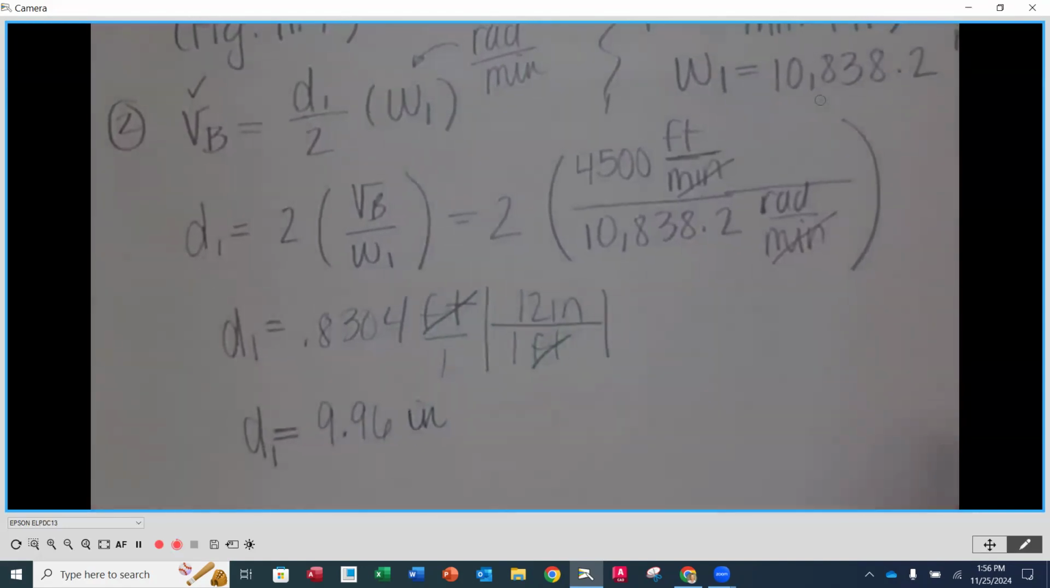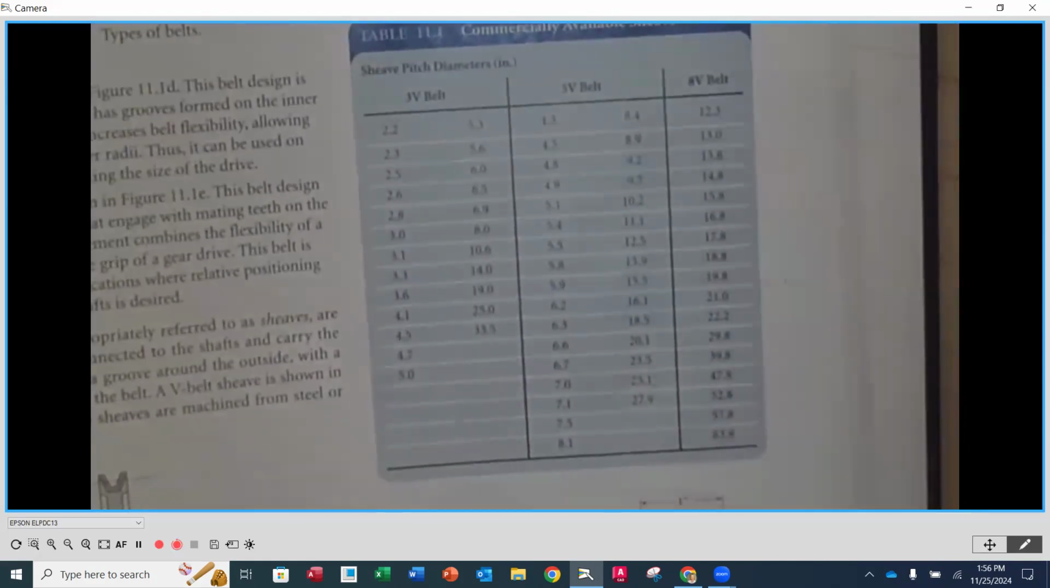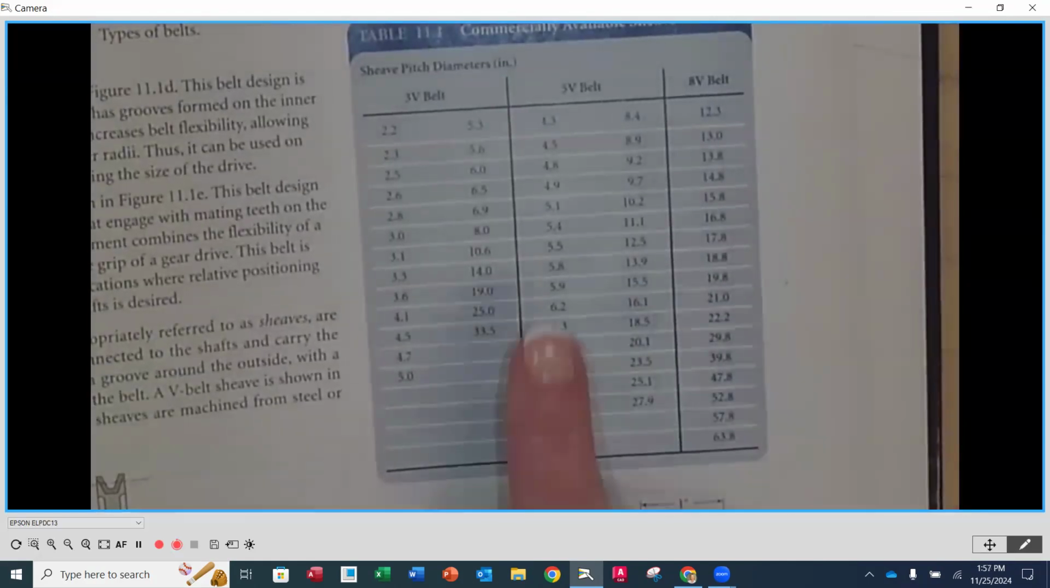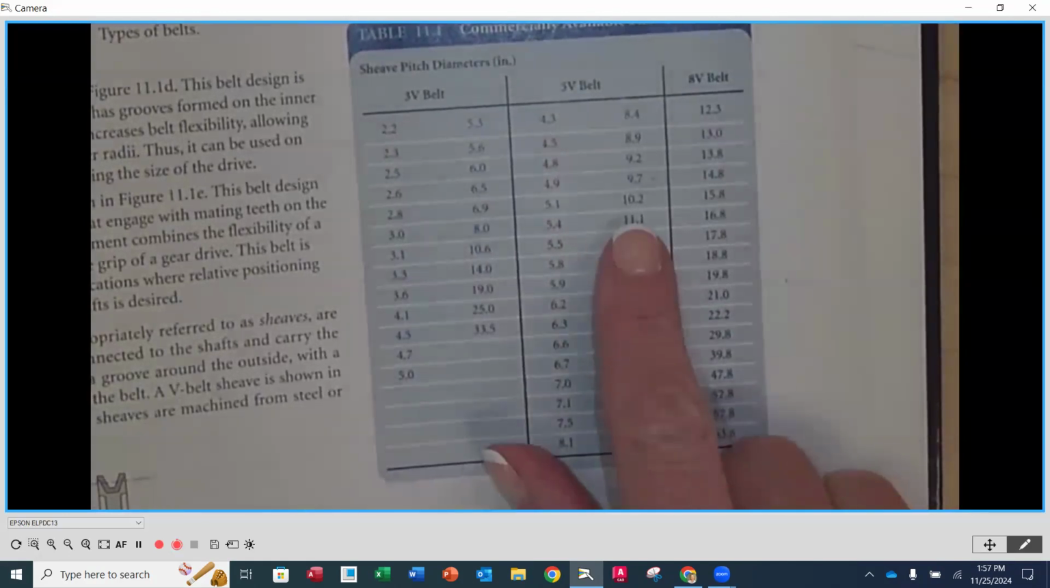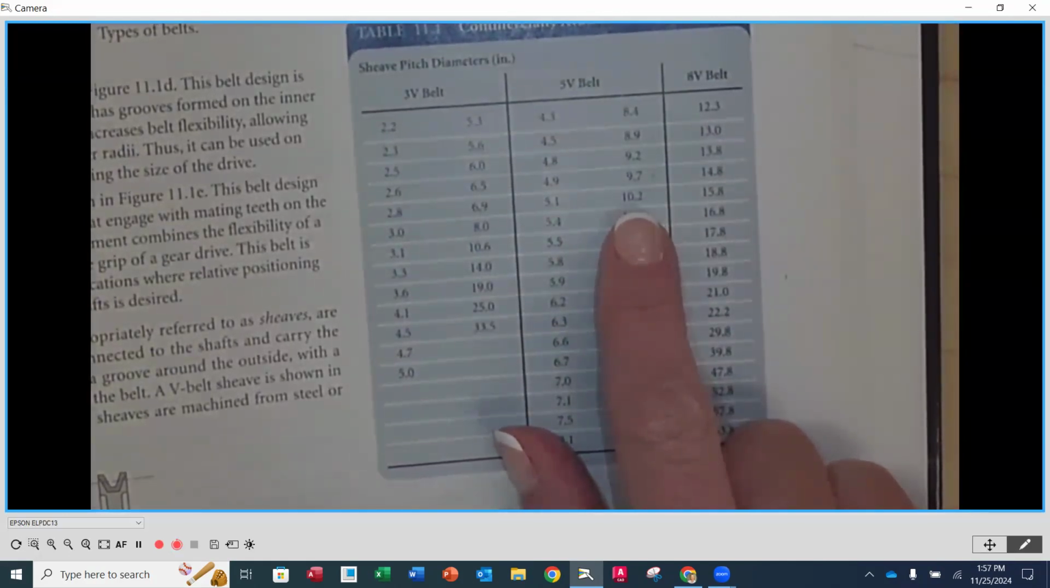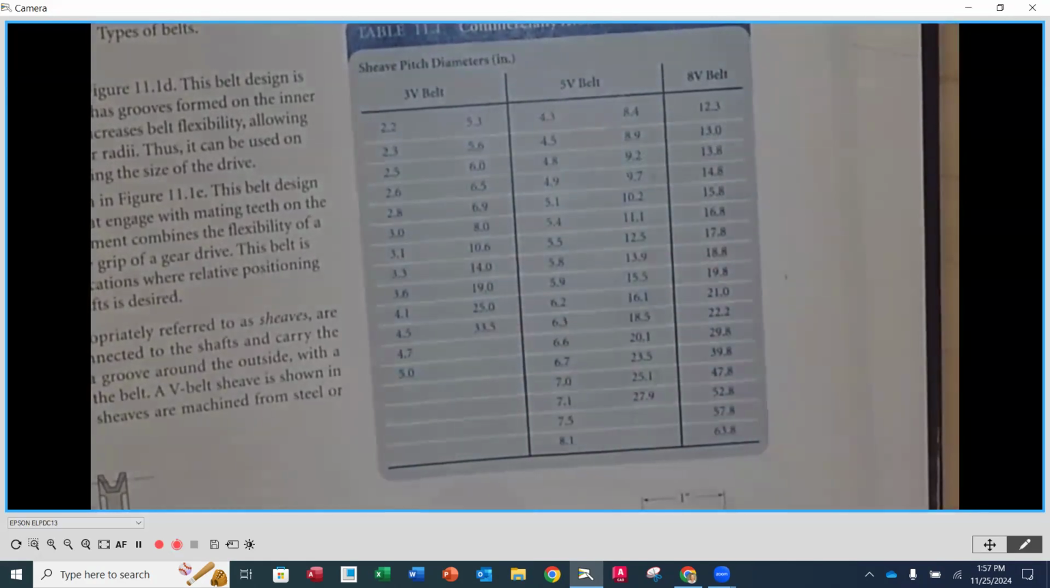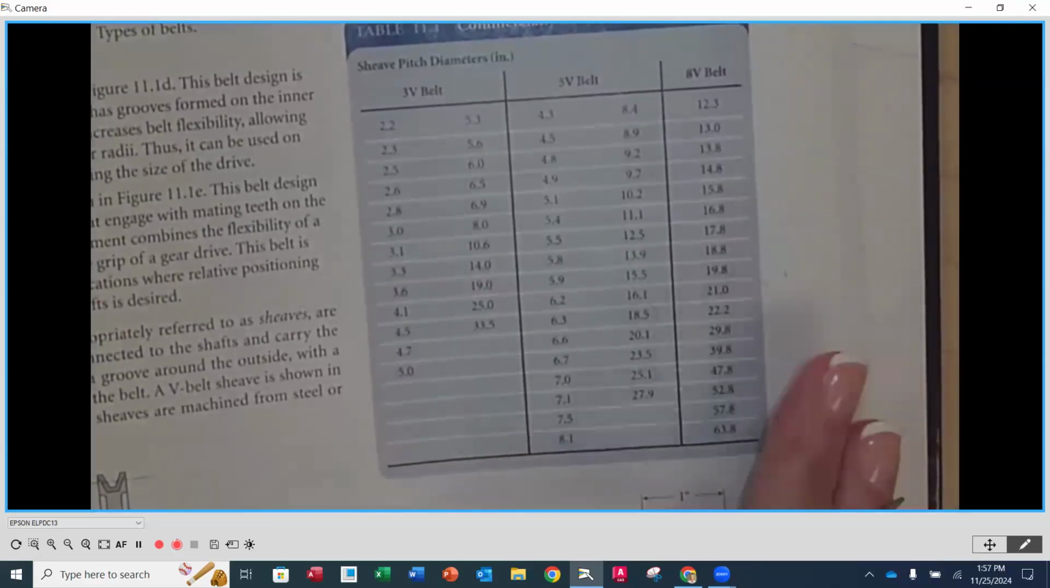So almost 10 inches. So now what we want to do is take this number and see what is on our chart. When we look here, we want to look for something close to 9.96. There's 9.7 and then there's 10.2. Which one do we pick? You're the designer. Either one of those would be fine. We don't have an exact number, but we want to pick one of those two.